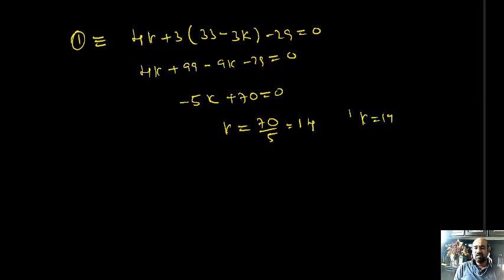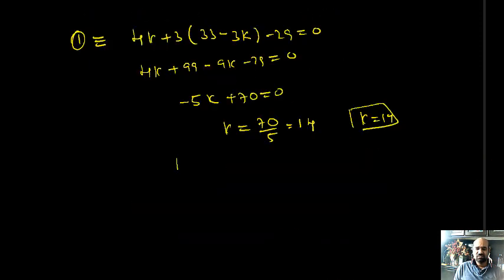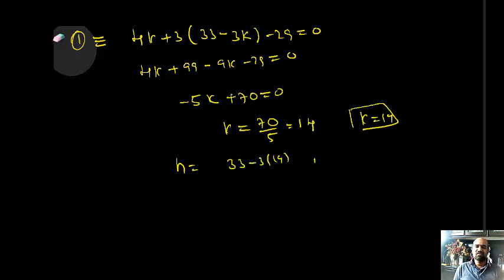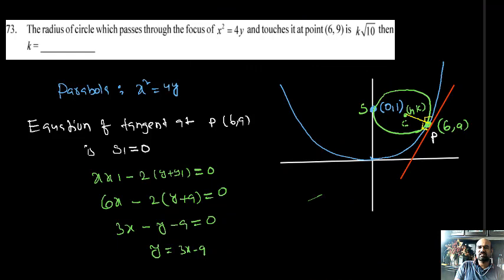Now from equation 2, I will get h. So h equal to 33 minus 3k. Okay, now 3 times 14 is 42, 33 minus 42 is equal to minus 9. So what can I say? H is equal to minus 9. Now I have got the center of the circle.